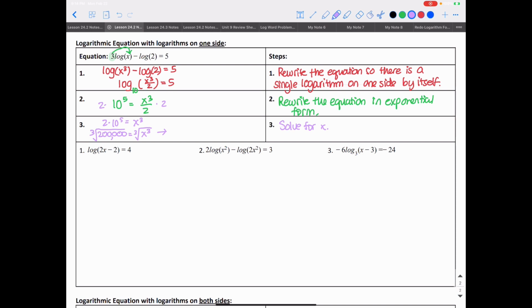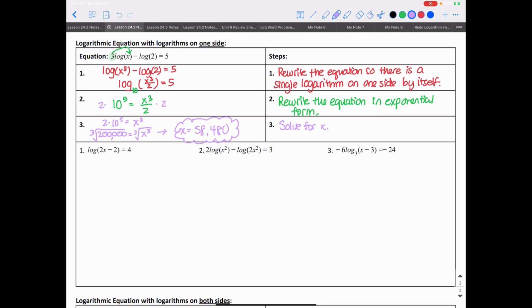Oops, don't know how to use a calculator. I get 58, so x is equal to 58.480 if I round to the nearest thousandth place. And that's how you do it.